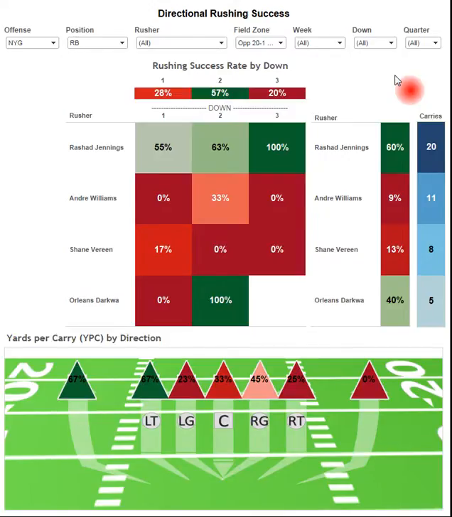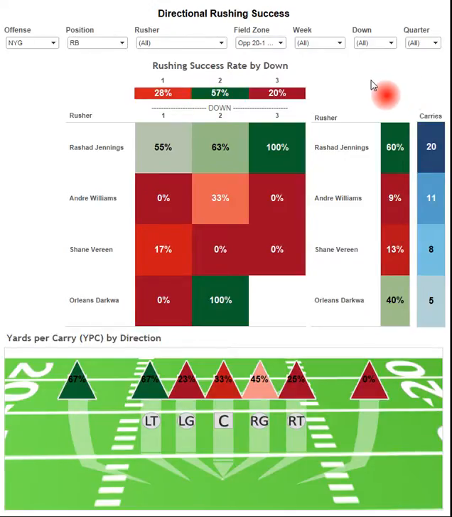Here we're not looking at yards per carry, directional frequency, any of that stuff. Right now we're mainly focusing on success rate. It doesn't matter how many yards you get necessarily. It matters whether or not that play was graded as successful based on your down and distance, which will vary and determine whether or not that play was actually successful or not.